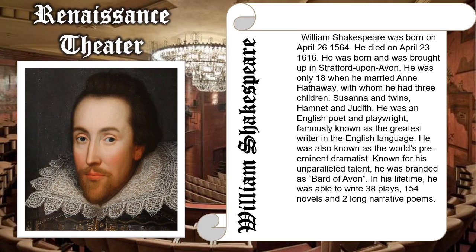He was only 18 when he married Anne Hathaway, with whom he had 3 children, Susanna and twins, Hamnet and Judith. He was an English poet and playwright, famously known as the greatest writer in the English language. He was also known as the world's preeminent dramatist, known for his unparalleled talent. He was branded as the Bard of Avon. In his lifetime, he was able to write 38 plays, 154 sonnets, and 2 long narrative poems.